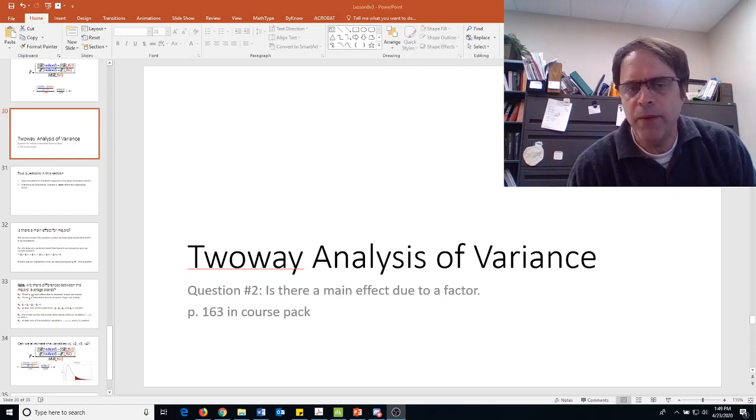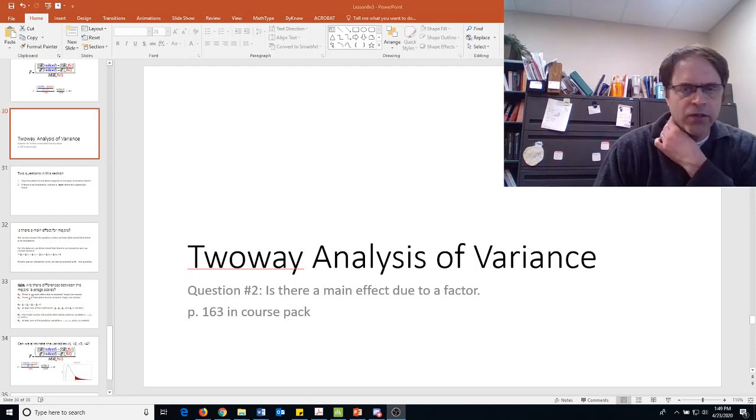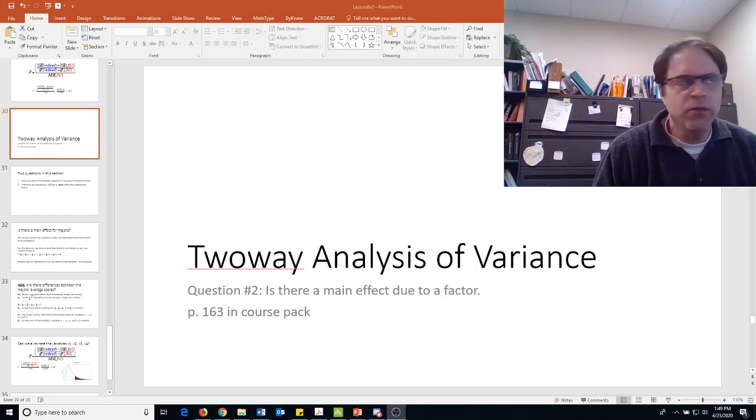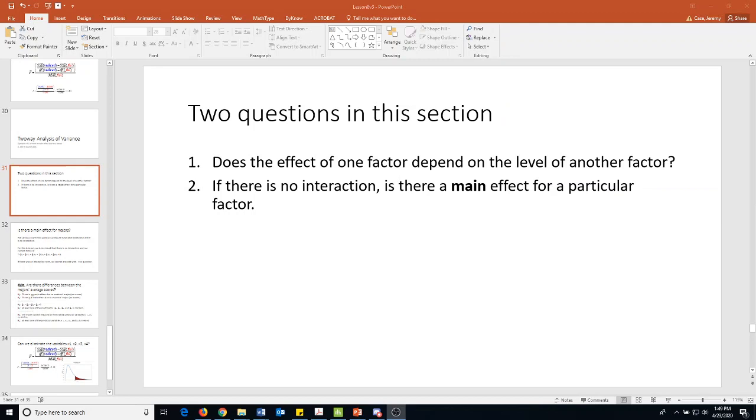Now we come to a main question. Is there a main effect due to a particular factor? So this is question number 2 in the two-way analysis of variance section. And remember, the two questions in this section: does one factor depend on the level of another factor? And then if there is no interaction, is there a main effect for our particular factor?